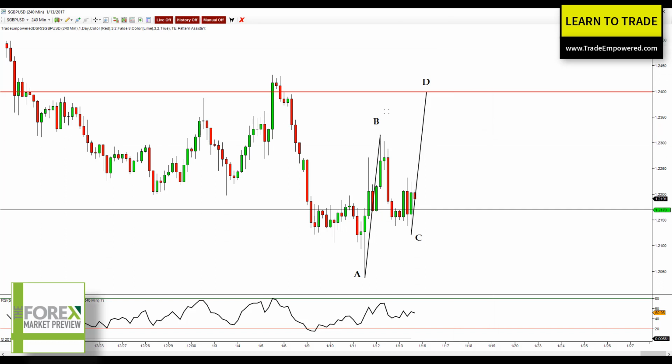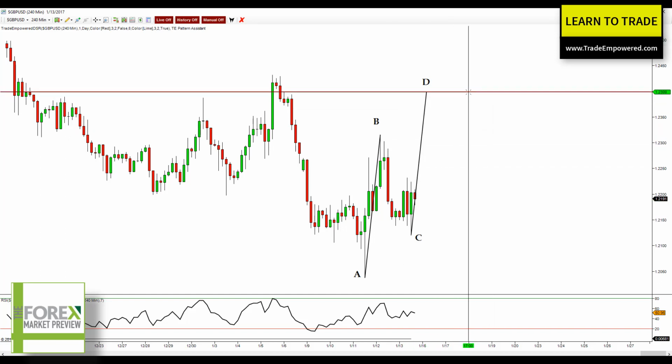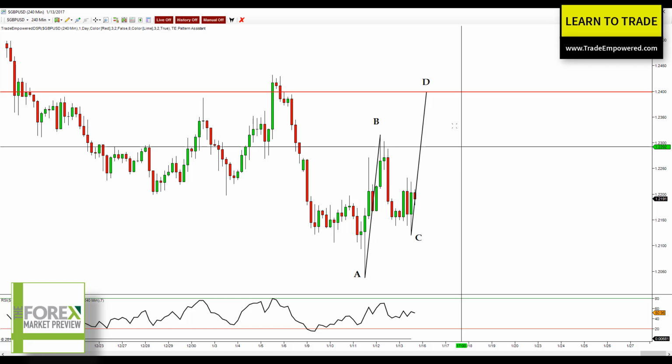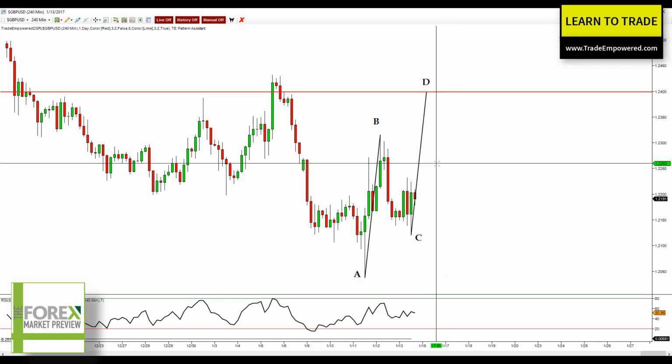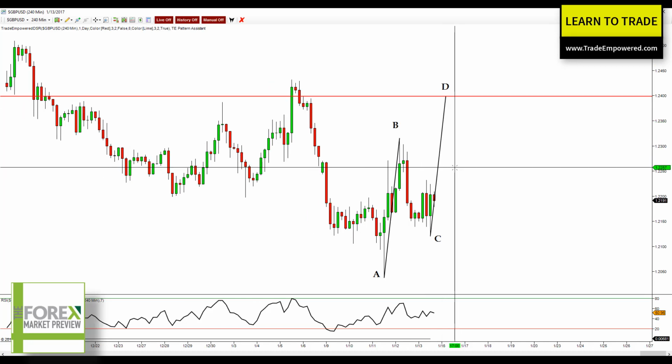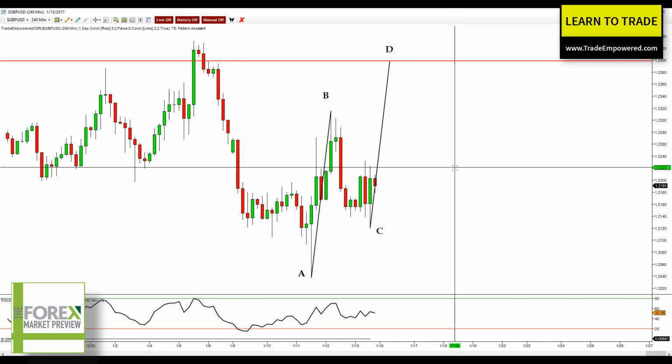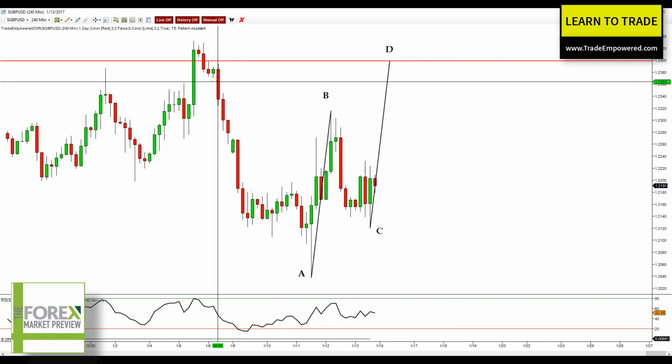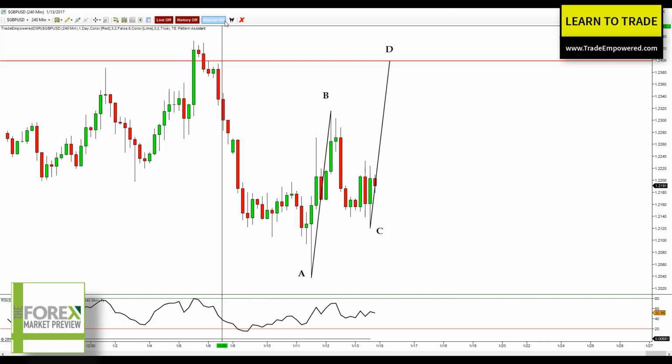So if we have this one-to-one measured move, it's going to give us an ABCD pattern up here. We're also going to have a potential advanced pattern formation, called the advanced Gartley formation. And I'm going to use my tool up here because I'm lazy and I feel like taking a shortcut.